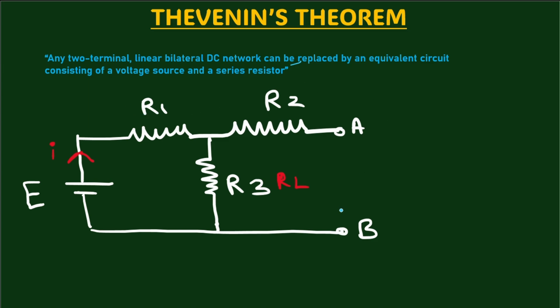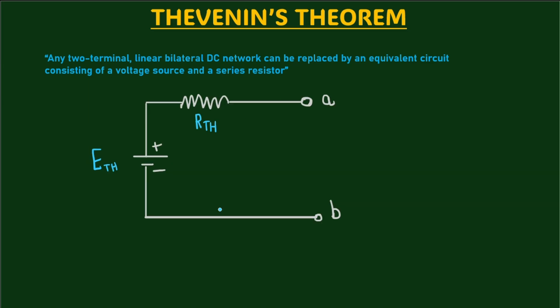So for example, here we have a circuit. It has one voltage source and multiple resistances. What this theorem states is that we can replace this whole network by a single resistance in series and a voltage source. So this circuit will look like this here. So let's look at an example and we will learn more about it.